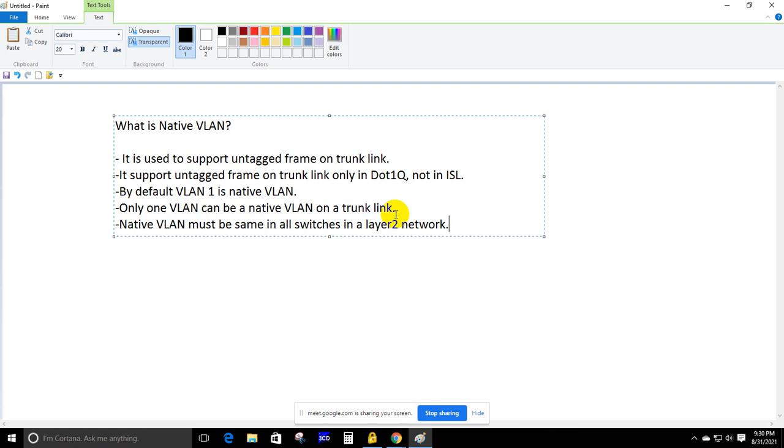Firstly, it is used to support untagged frames on a trunk link. It supports untagged frames on a trunk link only in .1Q, not in ISL. By default, VLAN 1 is the native VLAN. Only one VLAN can be a native VLAN on a trunk link. Native VLAN must be the same in all switches in a layer 2 network. If you have 30 switches in a layer 2 network, the native VLAN must be the same, whatever it may be, VLAN 1, VLAN 10, because we can change the native VLAN.